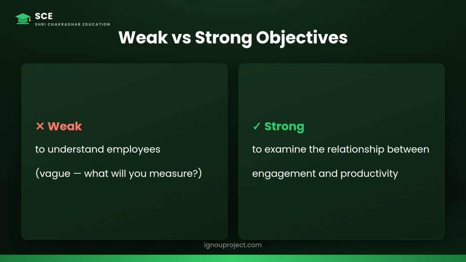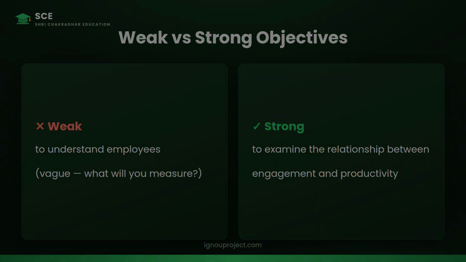Another weak one is to know about marketing. A strong version is to study the impact of social media advertising on consumer purchase behavior. Always convert a vague idea into a precise, measurable statement. And keep the number right. 3 to 4 objectives is ideal. 2 may be too thin, and more than 5 makes your project unmanageable and harder to approve. Usually 1 objective studies the current situation, 1 examines a relationship, and 1 suggests improvements. That simple pattern works across every specialization.